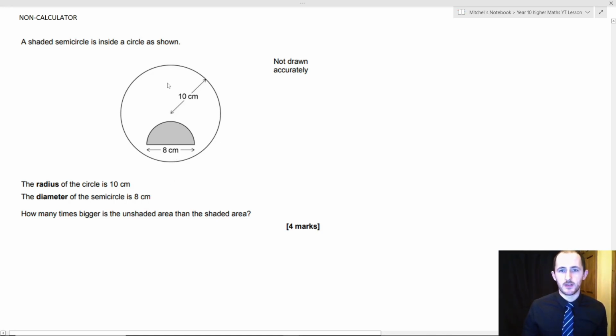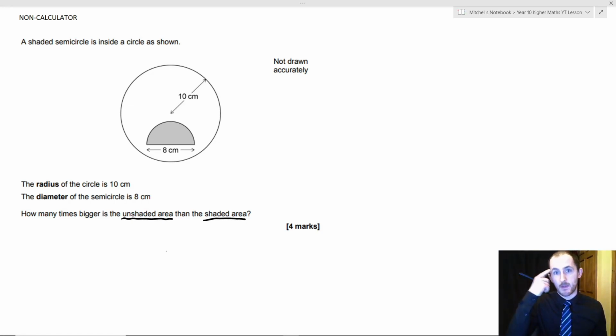So first of all, we have a shaded bit inside an unshaded bit. And we need to work out how many times bigger the unshaded area is than the shaded area. So we need two values, right? We need to work out the unshaded area and the shaded area. Okay, so that's my thinking through this question. From looking at this, the unshaded one's a bit easier.